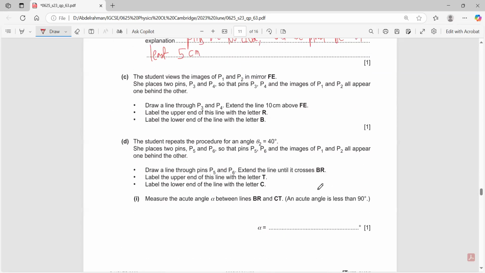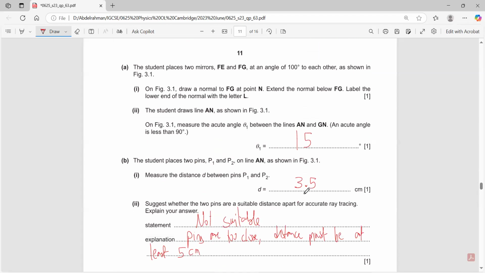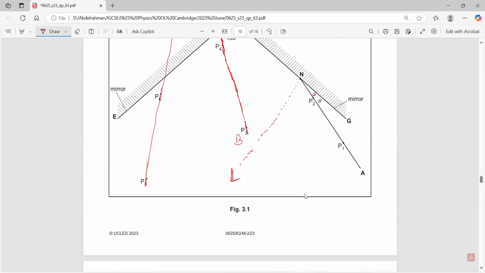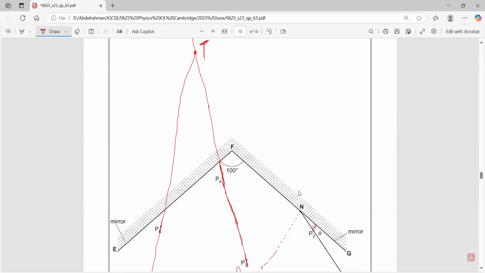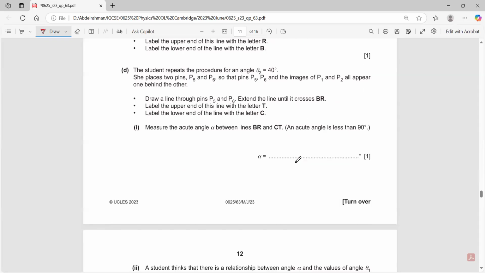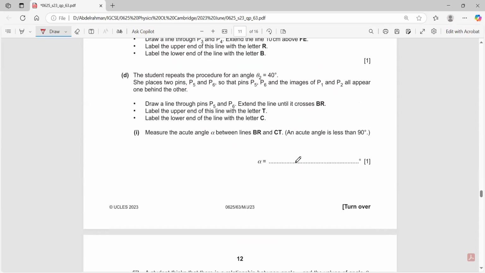Then measure the angle between these two lines, T and C. I need to measure the angle alpha between these two lines. Can I measure this angle alpha? Yes, I can measure the angle alpha. This angle would be rather small. I guess it's 27 degrees. If your angle is slightly less or slightly greater than 27, it would be acceptable. So this is 27 degrees.